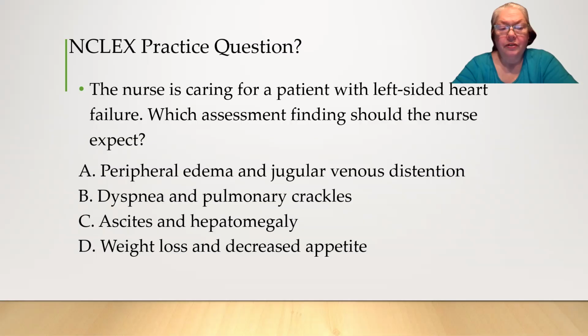Now, the first one, peripheral edema and jugular venous distension. That is going to be if they're having really severe heart failure or left-sided heart failure. Now, left-sided, again, this is left-sided. If it said right-sided heart failure, yeah, I would expect to see peripheral edema and jugular vein distension. This is a tricky one because they lured you in on the trap. They talked about left-sided heart failure and then they threw in right-sided heart failure symptoms on the first answer. They also threw in ascites and hepatomegaly, which is also right-sided heart failure.